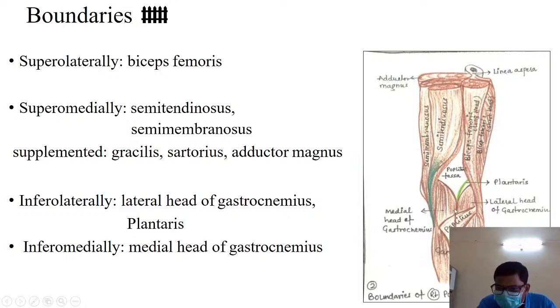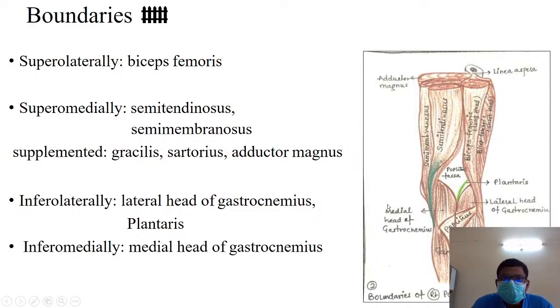See, this is the lateral head of the gastrocnemius, and also you can see another muscle just adjacent to it, in this green color, called the plantaris muscle. So inferolaterally the popliteal fossa is bounded by the lateral head of this huge gastrocnemius muscle and also a small muscle called the plantaris muscle. Coming to the inferomedial part, you can see inferomedially it is bounded by the medial head of the gastrocnemius muscle.